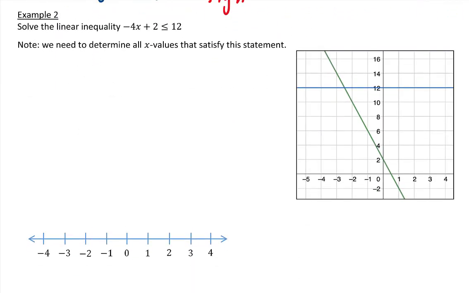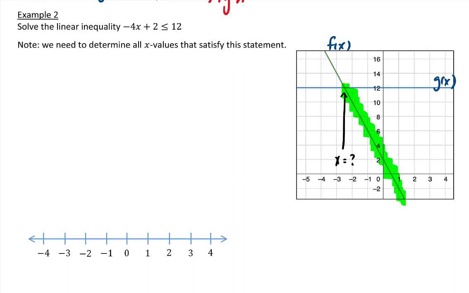So for our second example, we're going to solve the linear inequality -4x plus 2 is less than or equal to 12. So what we're looking for is when is the line -4x plus 2, and that's this function right here, let's call it f of x, when is that less than or equal to 12, or if we like g of x. So when is the function -4x plus 2 less than the function 12? And if we look at the graph, we can see that the green line is lower than the blue line for this shaded region right here.